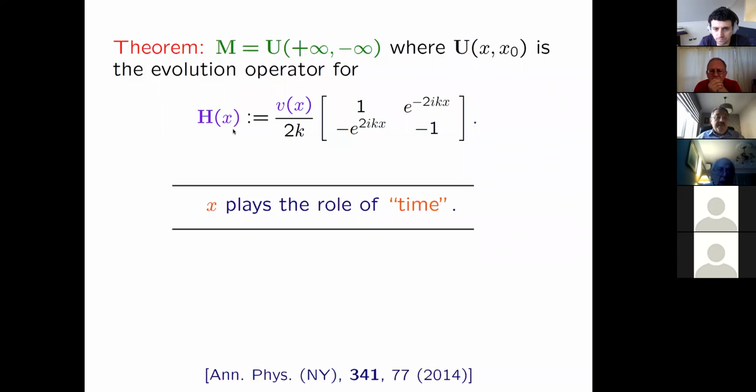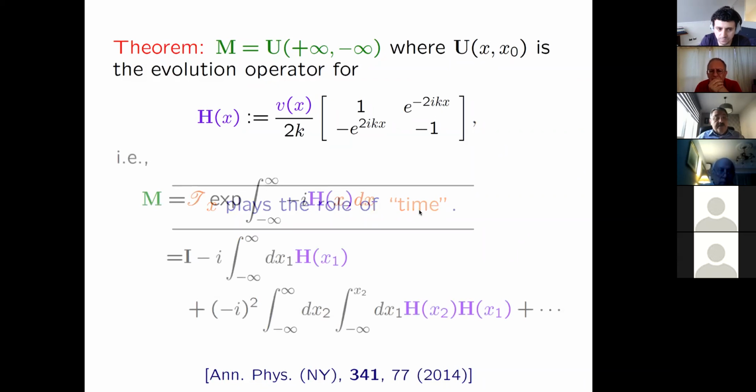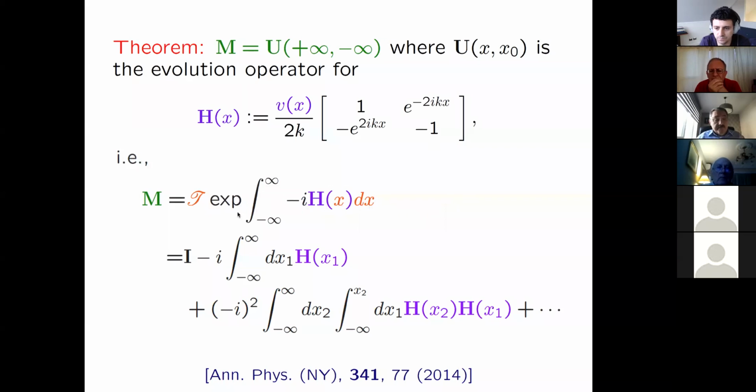And the important thing here is that the evolution doesn't take place in time, but it takes place in space. It is x which plays the role of time. So in terms of the time evolution, time-ordered exponential, I can write M as time-ordered exponential from minus to plus infinity of H. This is essentially the definition of the S matrix in interaction picture.